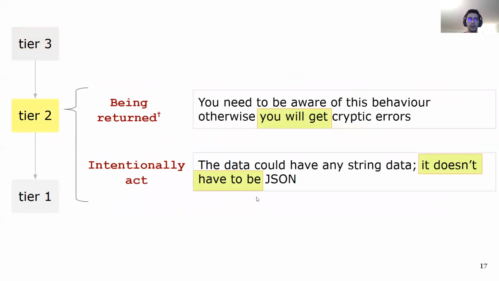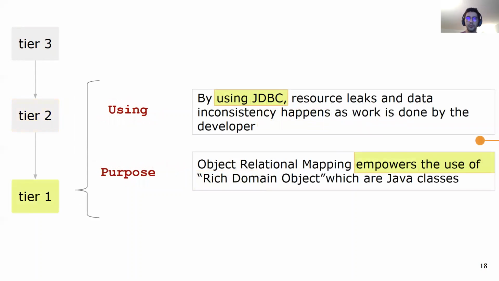Moving forward, we observe frames such as being returned and intentionally act. The first one relates to results of some computation, such as when you say that someone will get crypt errors. And for actions, it can be either describing how to do something or how not to. And at the final tier, we can see frames related to using something to achieve a purpose, as I have mentioned before.